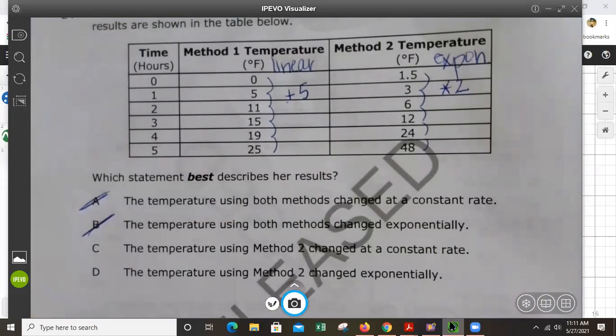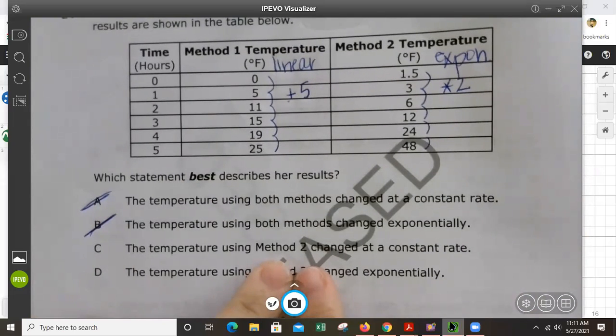Attention students and staff, in approximately 3 or 4 minutes, we will have our last fire drill of the year.